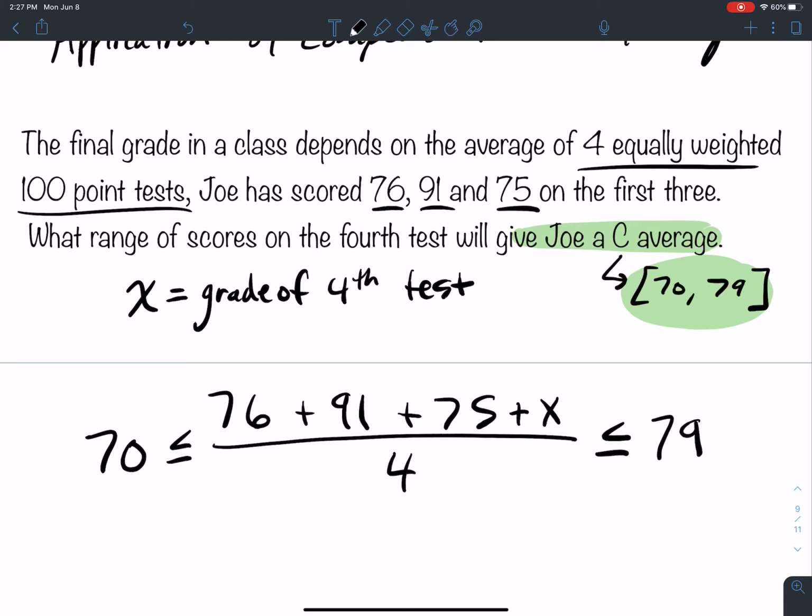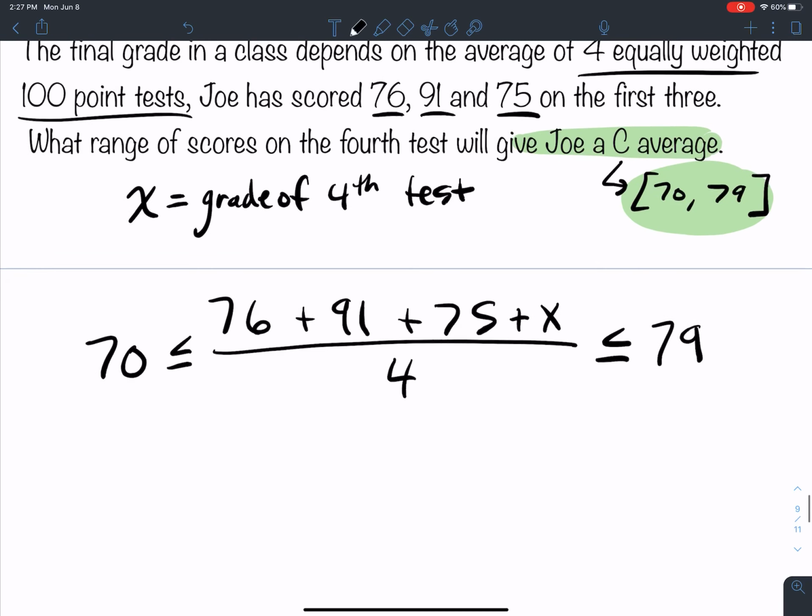Now, technically, if you get like 79.5, maybe I'll bump you up, right? So we're just going to play it between 70 and 79. If you want to split hairs, you can put that 79.5, whatever. But this is the idea here, okay?